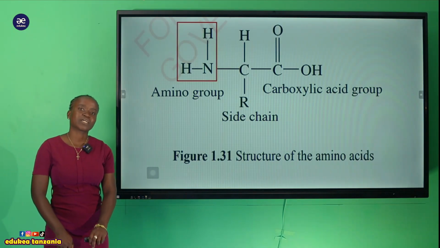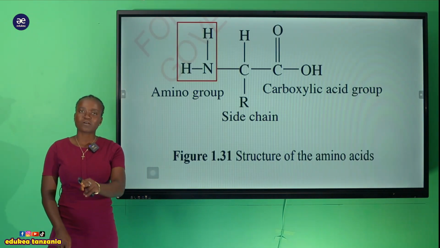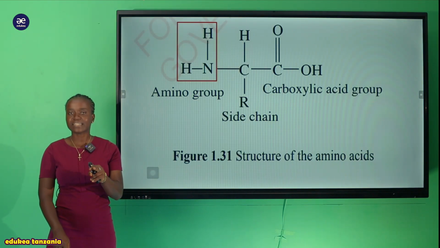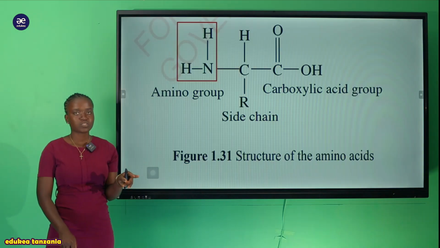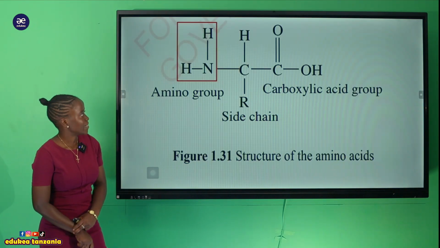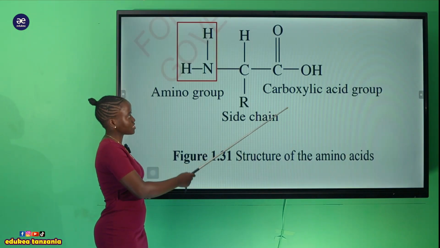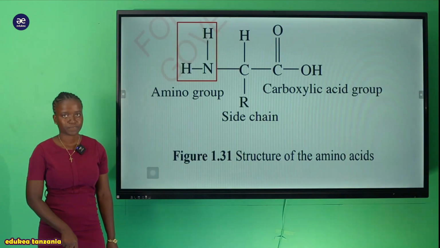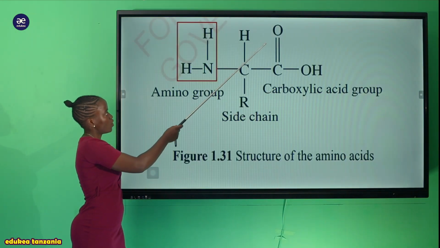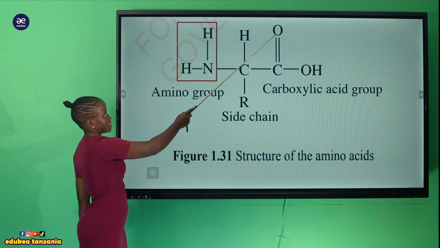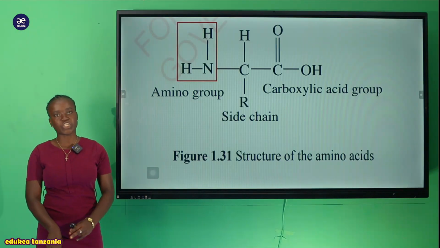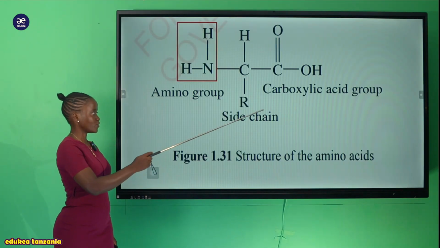So tukiongelea alkyl group hapa tunaweza tukasema kwamba inaweza ikawa pentane, inaweza ikawa alkene, inaweza ikawa alkyne and so on. Those ones, they are alkyl groups. But also we have the last part, which is the carboxylic acid. So now you can see COOH. This one is an oxygen atom and this one is an oxygen atom and one hydrogen atom that bring about carboxylic acid.